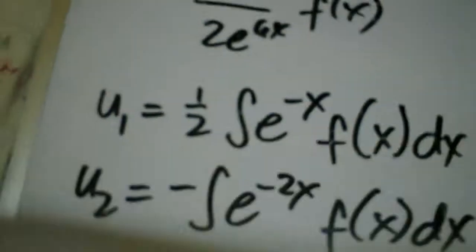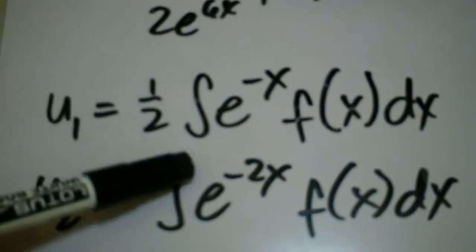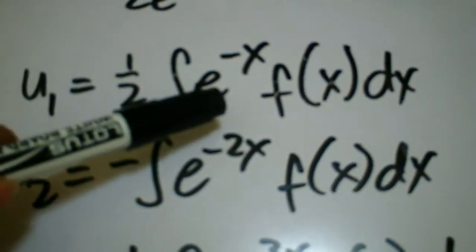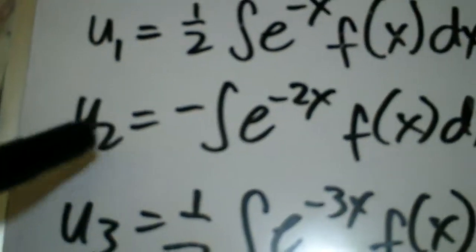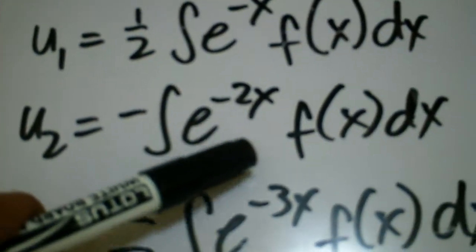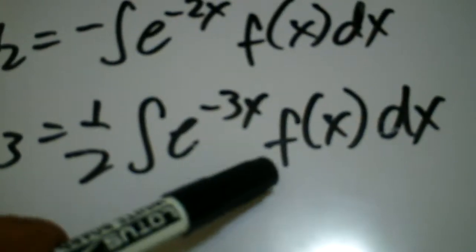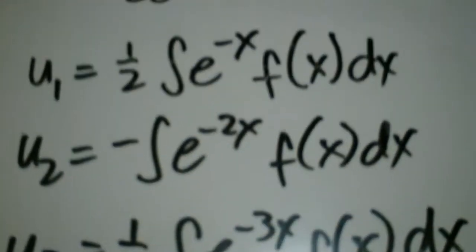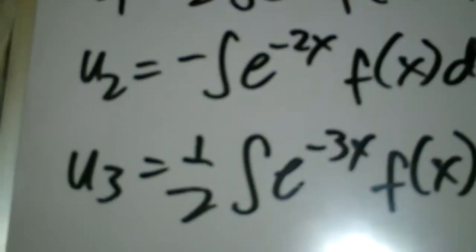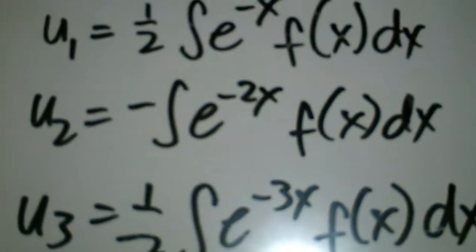So we will have u1 equals 1/2 integral of e to the negative x f of x dx. u2 equals negative integral of e to the negative 2x f of x dx. And u3 equals 1/2 integral of e to the negative 3x f of x dx. So we will now get our final answer.